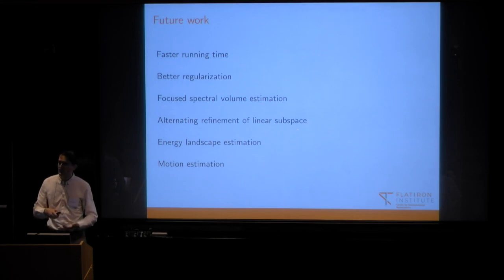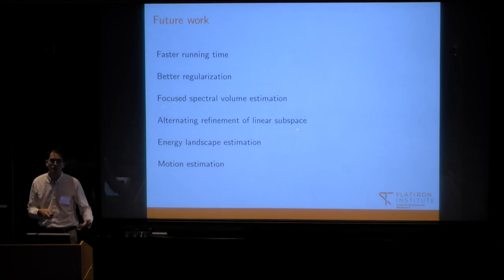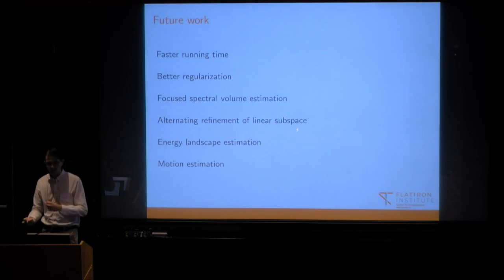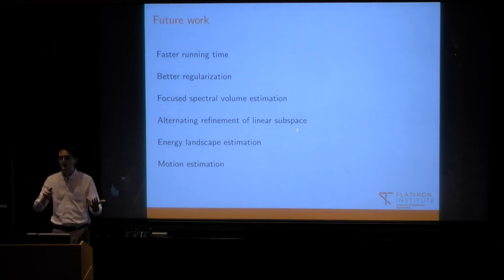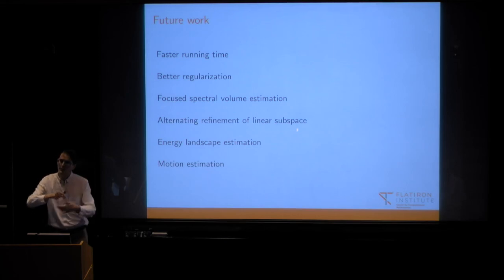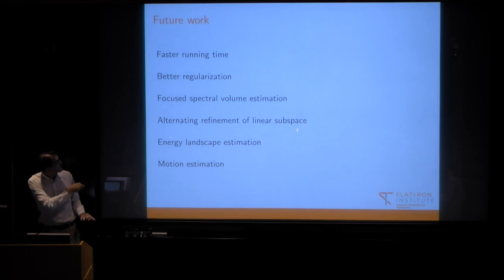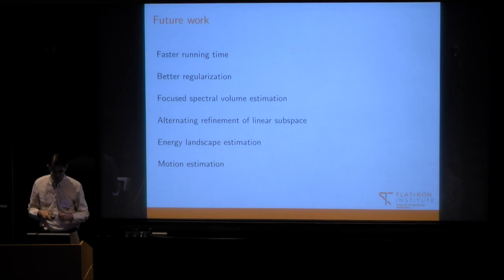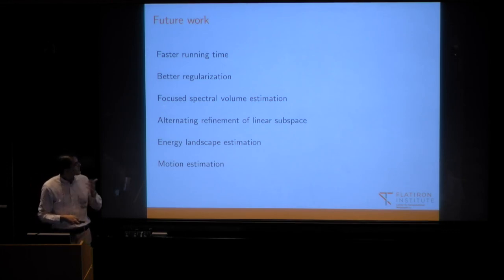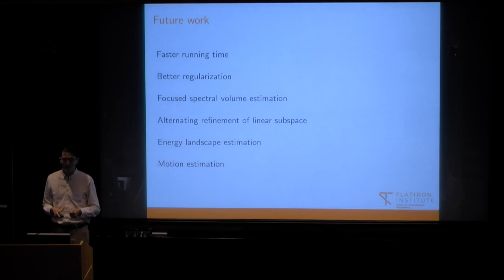Looking at things like regularization and focusing in on areas, because we know that there are certain areas that should be static and probably are mostly contributing noise to these spectral volume estimates. But also alternating the refinement of the manifold, because once we have these high resolution reconstructions, one can imagine estimating the manifold anew from these things and going back. But also looking at other things that are less strictly in this kind of framework, like energy landscape, and trying to estimate if there's some way that we can parameterize the motion that's happening in these things. So these are all things that we're working on. So that's it.